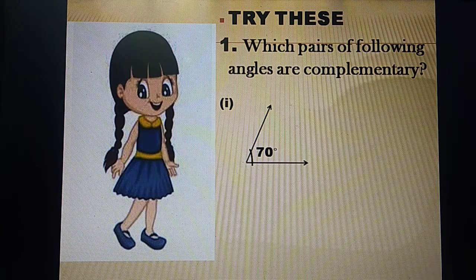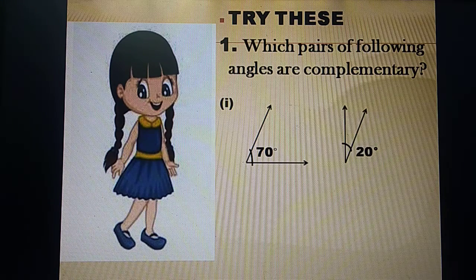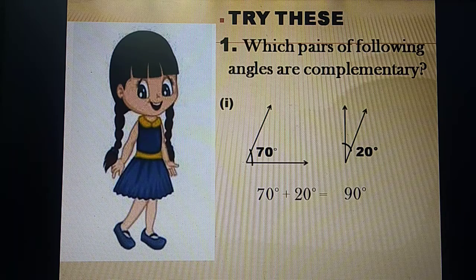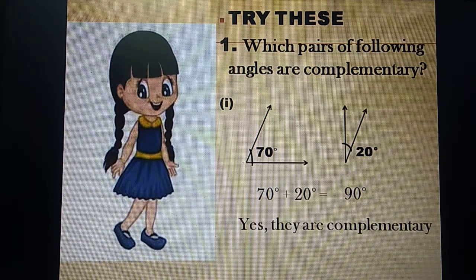Now here you can see first angle is 70 degree and second angle is 20 degree. I have to check whether they are complementary or not. Just add them. And yes, what will you get? 90 degree. As the sum is 90 degree, we will say yes, they are complementary.